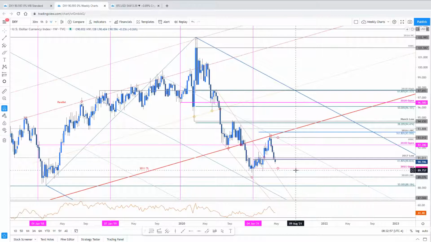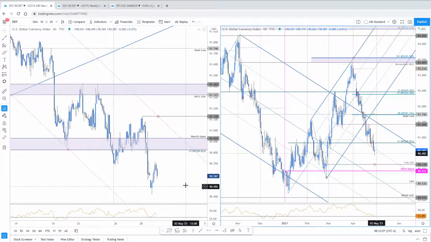So could we get a little bit more of a drive? Yeah. If I'm holding shorts, I'm just reducing stops. For new exposure, I would be hard pressed to chase this here.